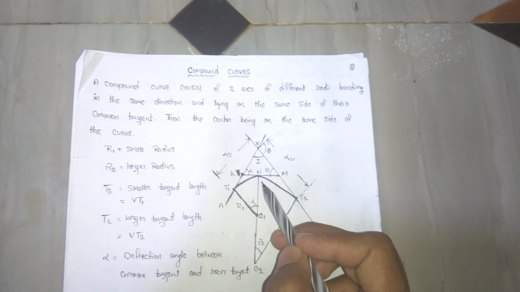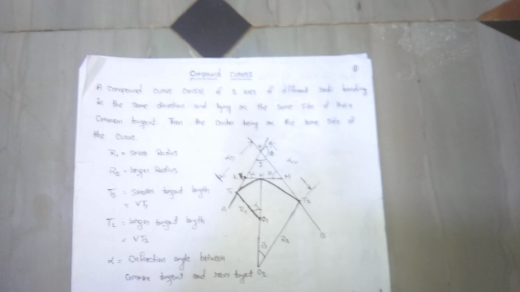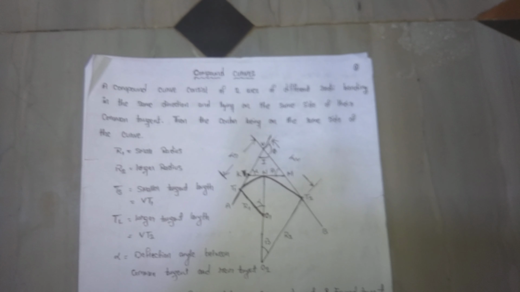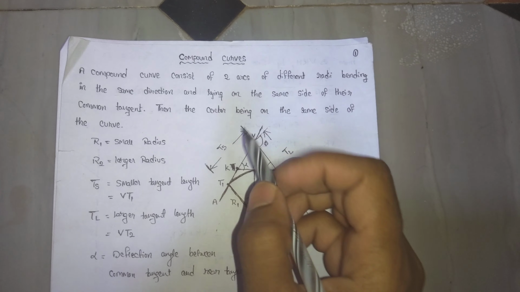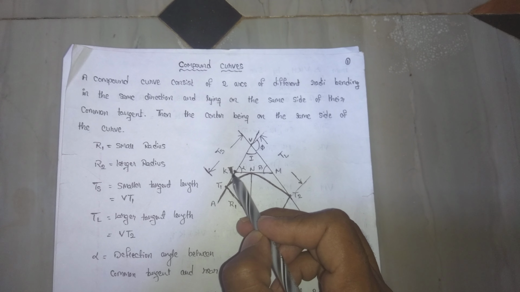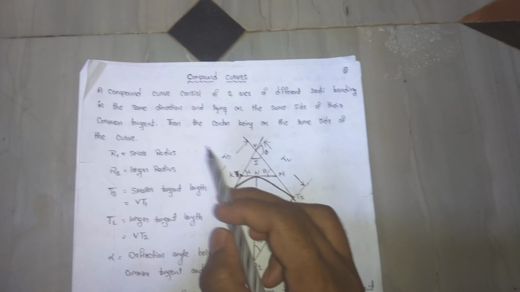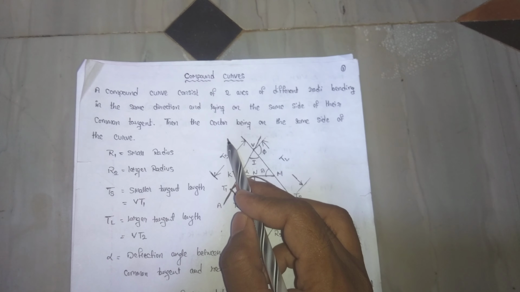So the two arcs having different radii bend in the same direction and lie on the same side of their common tangent. Here the common tangent is KM. For the two circular arcs, the center line is on the same side of the curve. This is the center line of the two circular arcs, origin O1 for the first circular arc and origin O2 for the second circular arc. So, common elements.